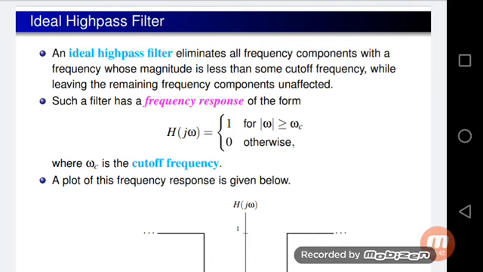That meaning represents both active and stop band and pass band representations. The ideal high pass filter eliminates all frequency components with a frequency whose magnitude is less than some cutoff frequency. That means 0, that means less than some cutoff frequency at that period.